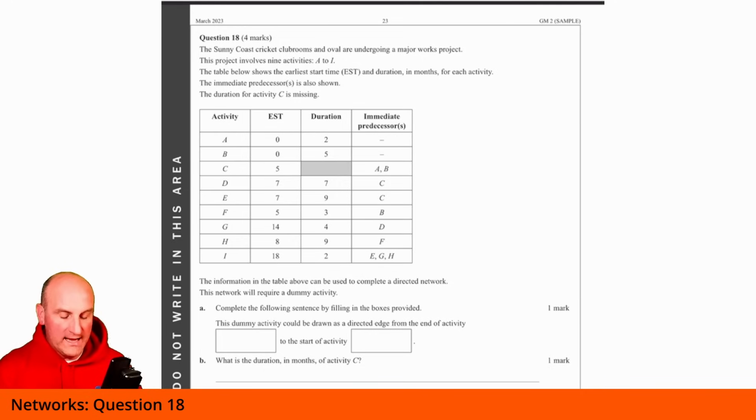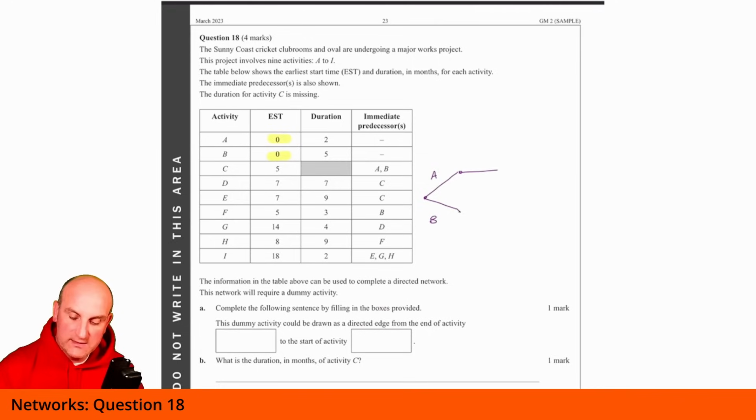For here, what I had to do was I say, right, I know that here, A and B have a 0 EST, so they basically come off my beginning. So there's my A, and there's my B, right? I'll come back to that in a moment. What do we have? C, immediate predecessor was A and B. So there we go, there is my C.